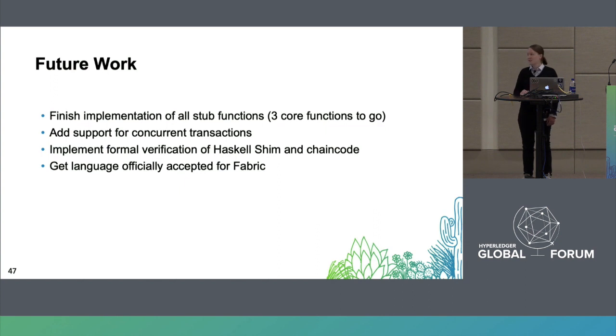So we're not done yet. As I mentioned, we still need to finish implementation of the stub functions, so 3 core functions left to go. We need to add support for concurrency in the chaincode. And finally, we need to implement formal verification of both the Haskell Shim and also enable formal verification of the user-defined chaincode. We'd also eventually like to get Haskell officially accepted as one of the Fabric smart contract languages.